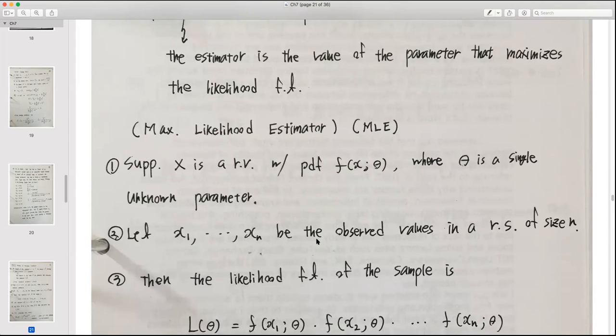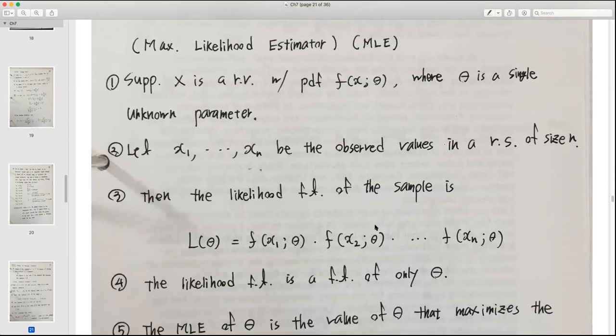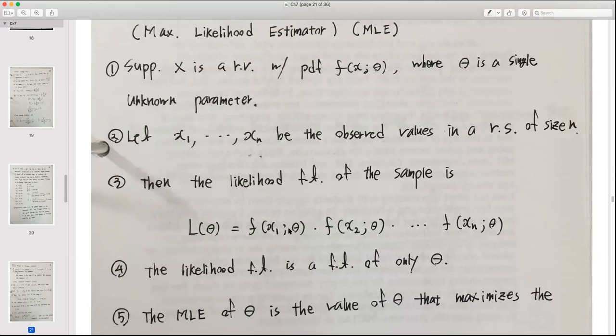So x1 through xn are random variables, and the set x1 through xn is called the random sample of size n. Then the likelihood function of the sample is f(x1; theta) times the product of all of the PDFs, replacing x by xi, from x1 through xn. There is the likelihood function.